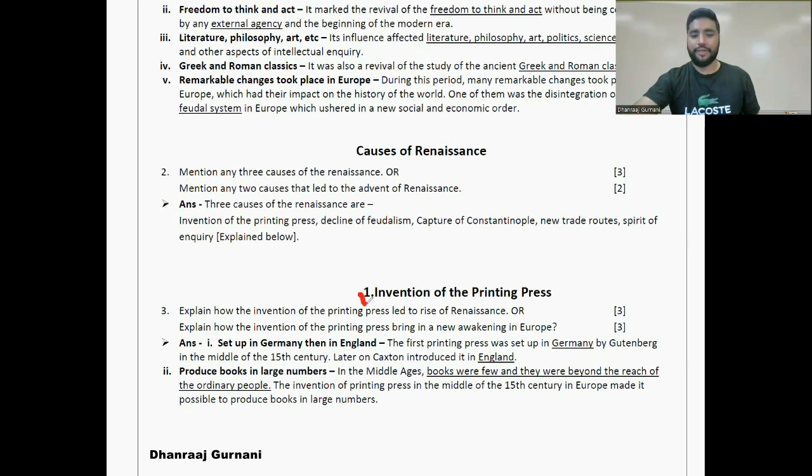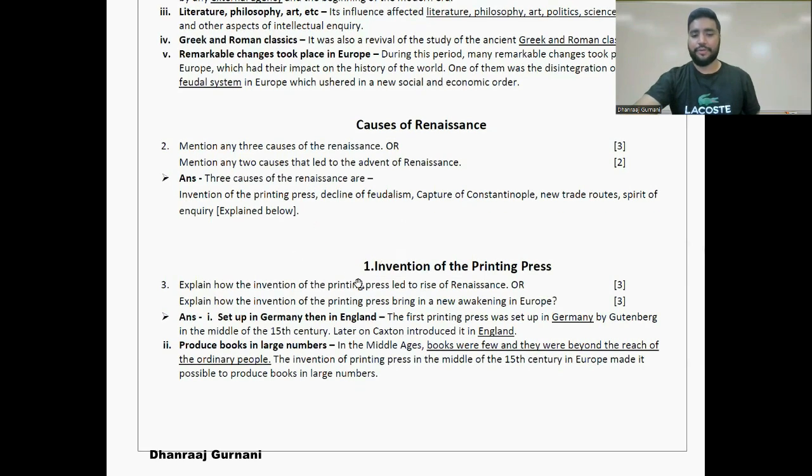First cause, invention of the printing press. Question number 3, explain how invention of the printing press led to rise of Renaissance or a new awakening in Europe. 7 points, again head point matter. First one, set up in Germany, then in England. The first printing press was set up in Germany by Gutenberg in the middle of the 15th century. Later on, Caxton introduced it in England. These were the two individuals who had introduced the printing press: Gutenberg in Germany and Caxton in England.